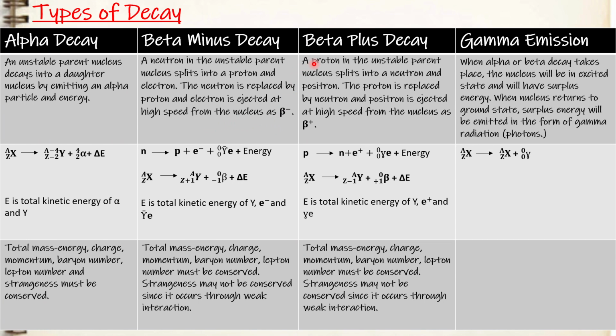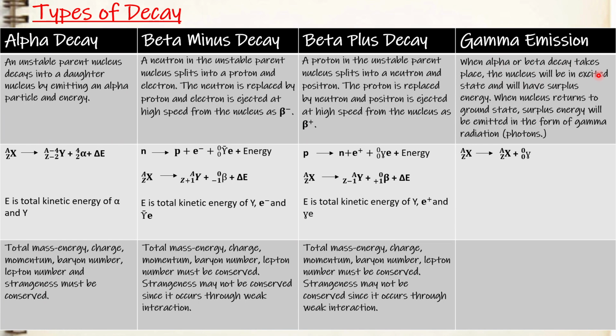And beta plus is a proton in the unstable parent nucleus splits into a neutron and positron. The proton is replaced by neutron and positron is ejected at high speed from the nucleus as beta plus. And what is gamma emission?